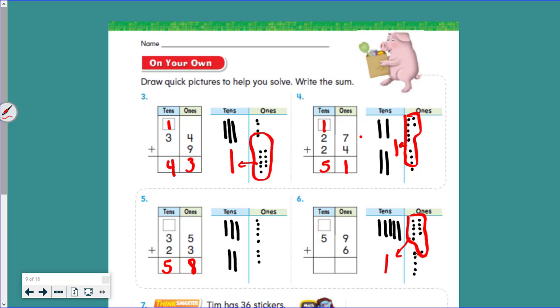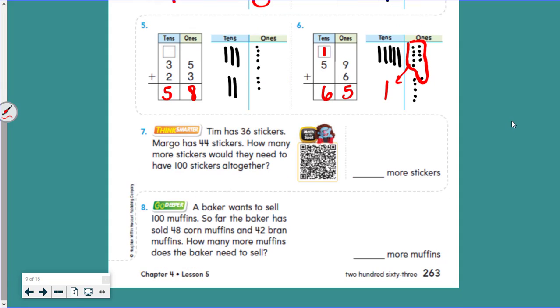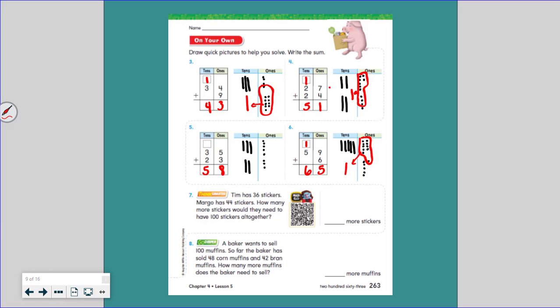So we have 1 10 and 1, 2, 3, 4, 5 ones left. So 1 10 and 5 ones. And then we count these, 1 10 and 5 ones, right? 1 10, 5 ones. And we get 6 tens, so 65. Okay. All right, let's see. Remember, you can pause too if I go too fast, if you want to check your picture.